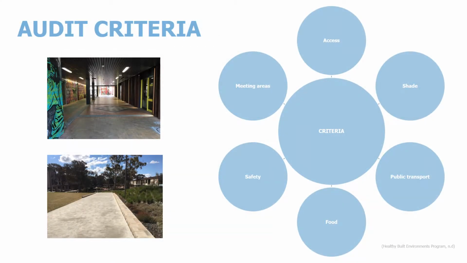The audit covers 6 aspects of the area. These are access and circulation, shade, safety, food facilities and meeting areas in the audit area itself, and transport across the whole university. So we'll start with access.